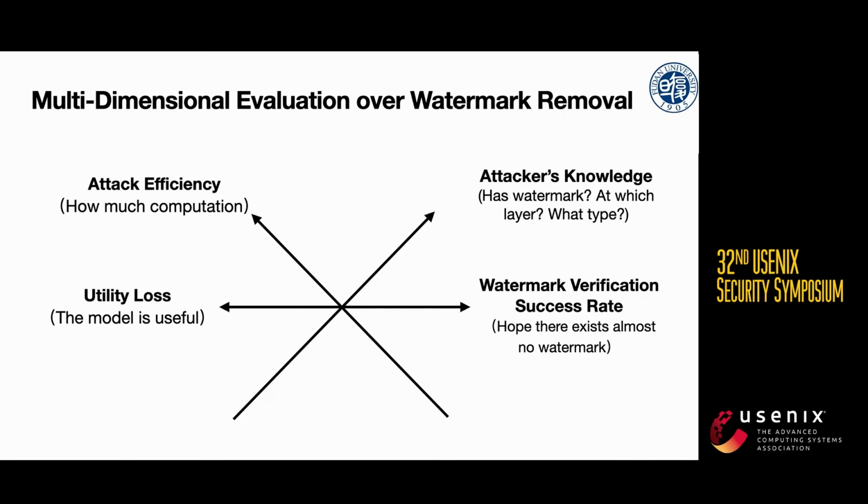To be formal, we systematize the evaluation metrics for removal attacks on DNN watermarks here. Other than the utility loss and the watermark verification success rate after removal, there are other two dimensions we'd like to emphasize. The first one is about attack efficiency. For example, how much computation is required to conduct a removal attack. This should be no more than retraining a model, for example. And the other one is the attacker's knowledge. Does the attacker need to know whether there is a watermark in the model, or the position of the watermark, or the type of the watermark?